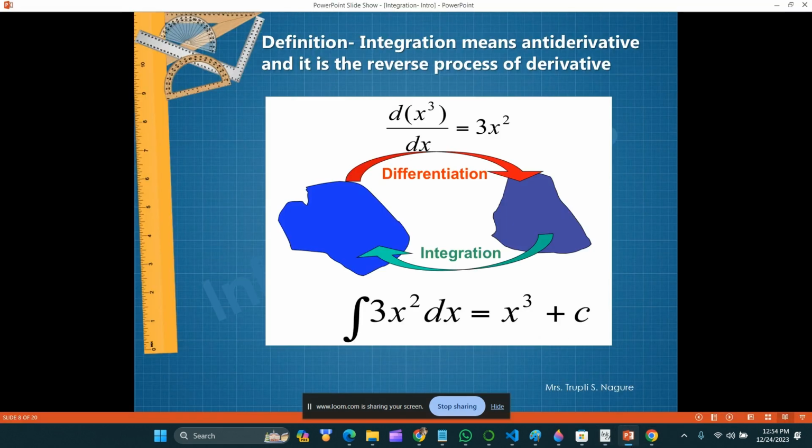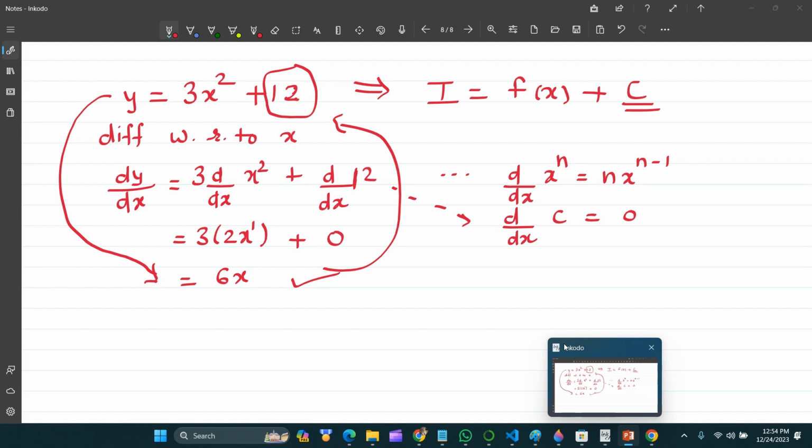Now you can see the derivative of this function will be 3x square, and the integration of this will be x cube plus c.